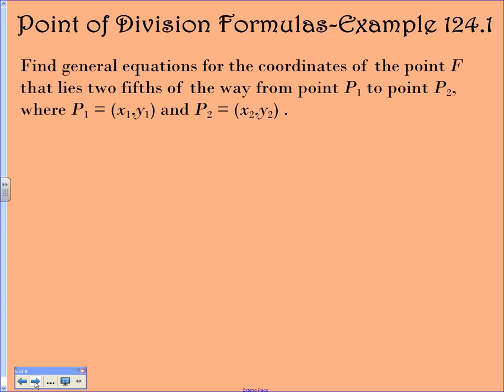Okay, so we want to find general equations. We're not actually going to have a point for our answer for this one. We just want to have an equation that'll give us the coordinate of the point F that lies 2/5 of the way between 2 points.